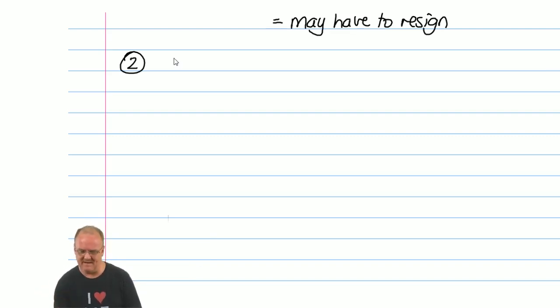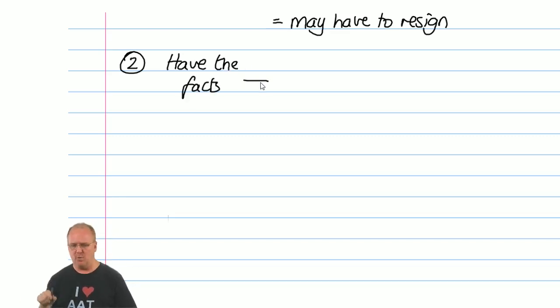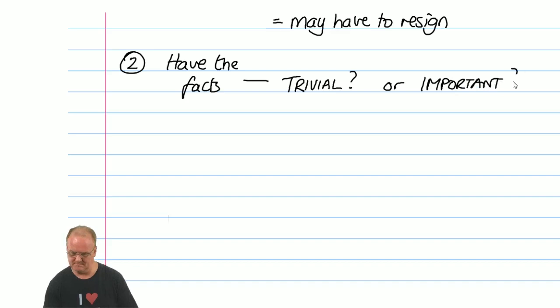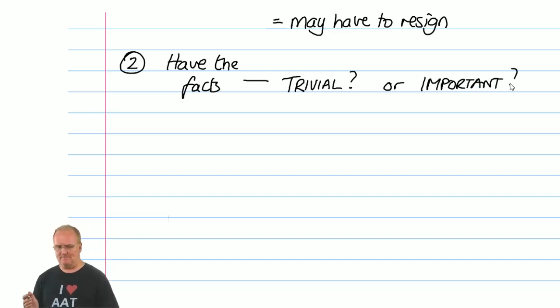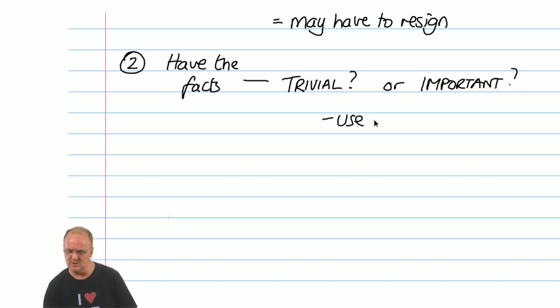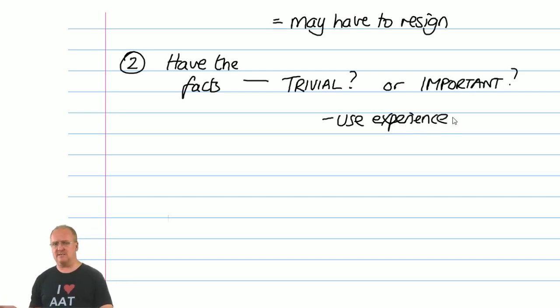Let's assume you have the facts. The next thing you've got to consider is how important is this? Is it something fairly trivial? Or does it look important? Now that is a tricky one. There is no firm line in the sand where something fairly small suddenly becomes very important. It's a sliding scale. So you've got to use your experience and you've got to be honest about it with yourself.